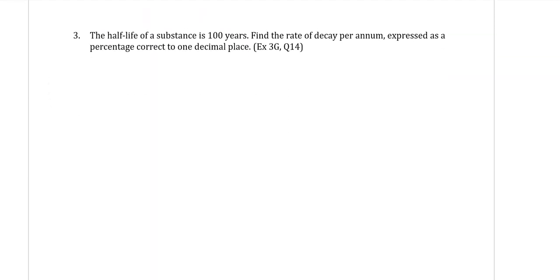The half-life of a substance is 100 years. Find the rate of decay per annum expressed as a percentage correct to 1 decimal place. Okay, if it's a rate of decay, it means I'm going to use the formula A equals A0, 1 minus r over 100 to the power of n. Now a half-life means that you have half of the original substance left. So when the time is 100 years, the A, the amount that is left, is going to be half of the initial amount. I don't know what the initial amount is, so I'm saying half of A0.